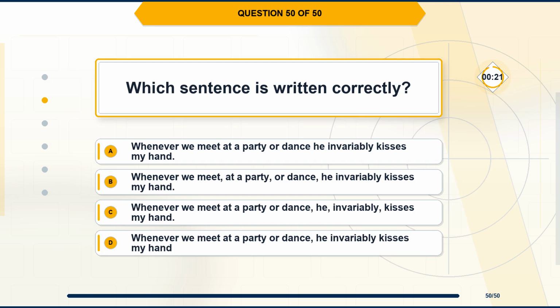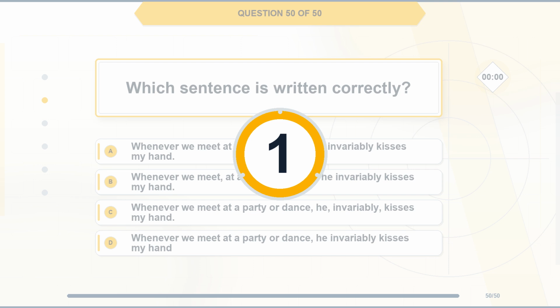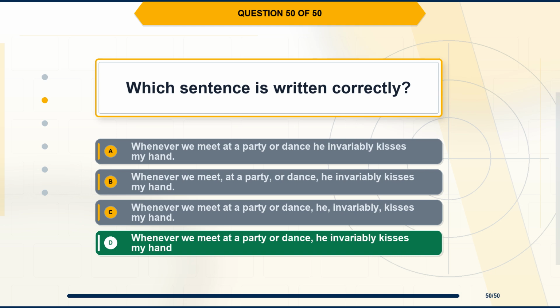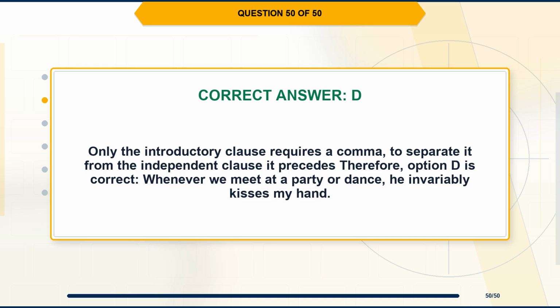Question 50. Which sentence is written correctly? Option A, whenever we meet at a party or dance he invariably kisses my hand. Option B, whenever we meet, at a party, or dance, he invariably kisses my hand. Option C, whenever we meet at a party or dance, he, invariably, kisses my hand. Option D, whenever we meet at a party or dance, he invariably kisses my hand. The correct answer is option D. Explanation. Only the introductory clause requires a comma, to separate it from the independent clause it precedes. Therefore, option D is correct. Whenever we meet at a party or dance, he invariably kisses my hand.